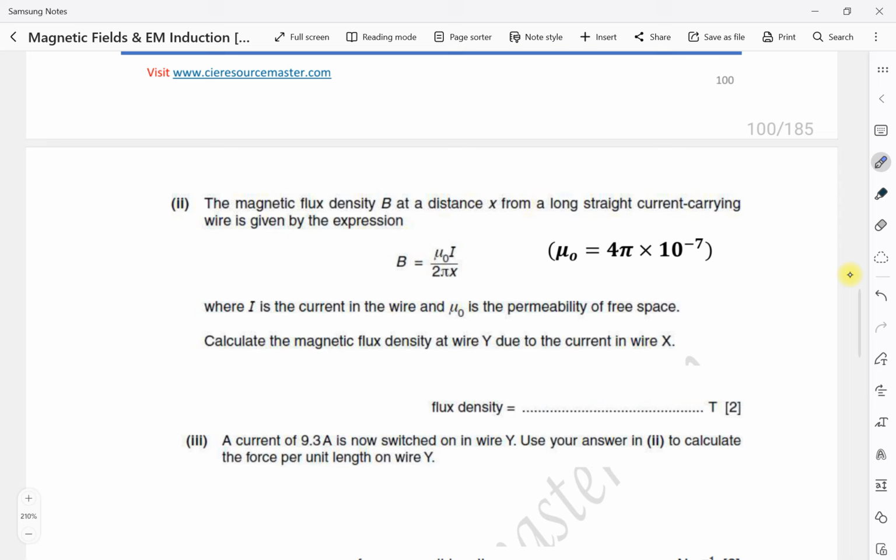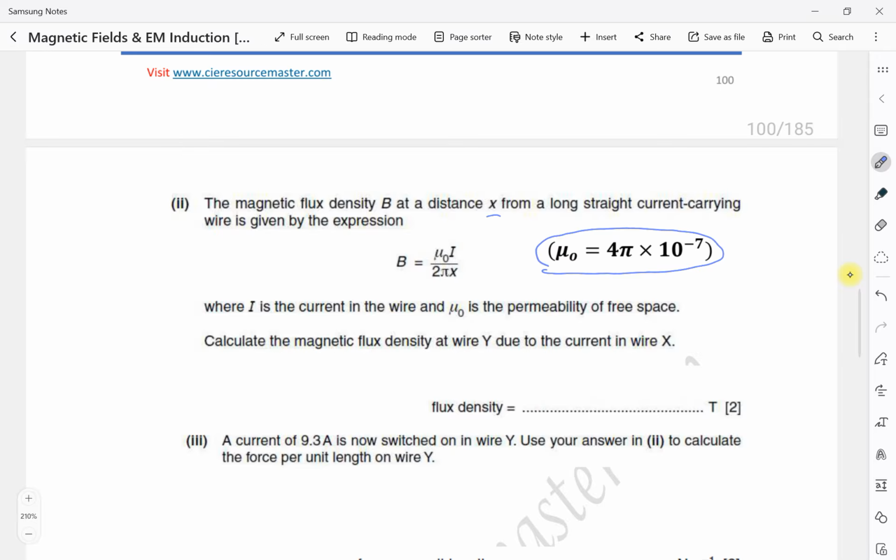The magnetic flux density B at a distance x from a long straight current carrying wire is given by B equals mu naught I over 2 pi x. I said mu naught is the permeability of free space, which is supposed to be this, but it's no longer in this syllabus, so that's why I quoted it here.